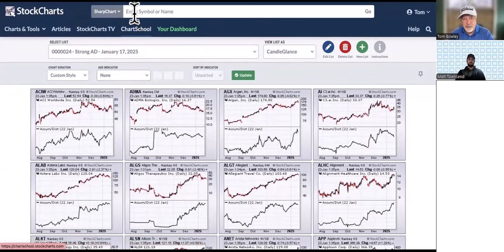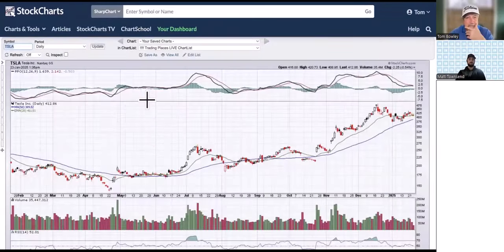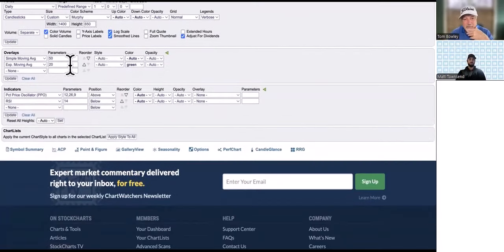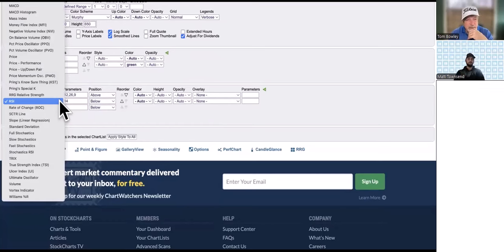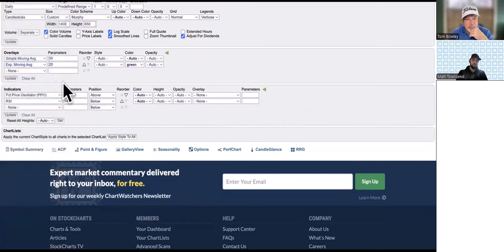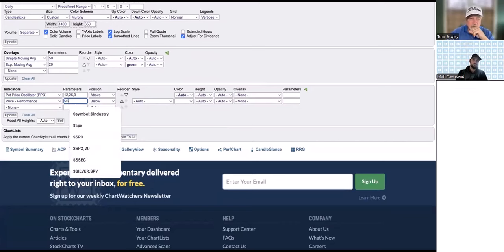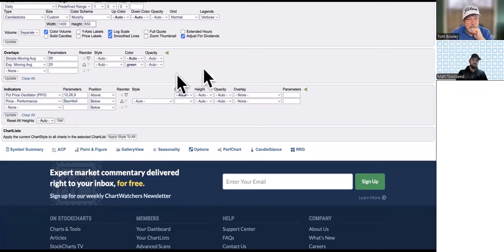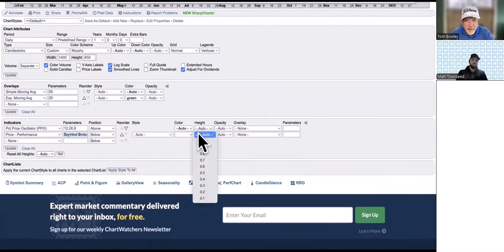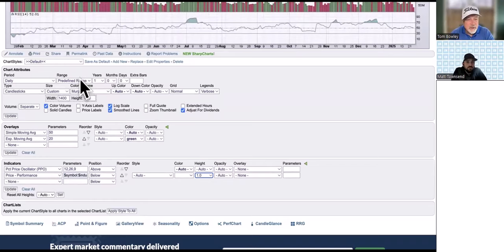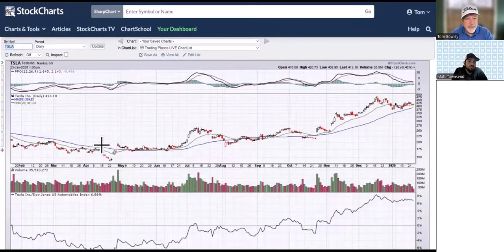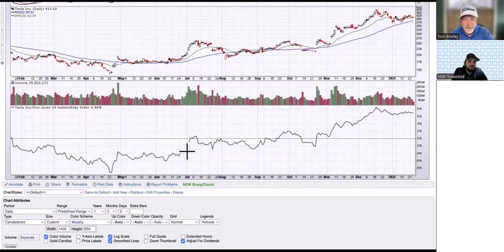Now, if I go back and I change my CandleGlance, let's go back to Tesla again. And so now what I want to do is, let's say, I don't care about the AD line. I want to know price performance. I'm just going to, I haven't even tried this before, but price performance symbol. Yeah, let's do symbol versus industry. See if that works. And we've got our moving average. We've got everything else on here. I'll make this 1.0. Update. So down here below, I've got Tesla relative to the automobiles.